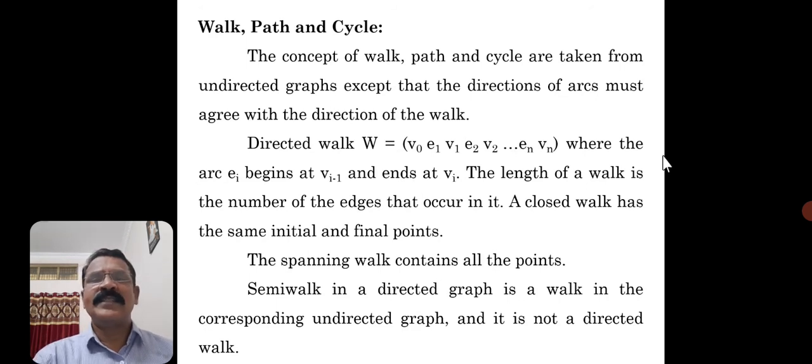Now we will see the concepts walk, path and cycle. Already we have studied walk, path, cycle. A walk is an alternating sequence of vertices and edges. Here also in the same fashion we define walk, path and cycle. That's why the graph theory which we have studied up to 3 units is very essential. Without that knowledge we cannot understand even digraphs. But the ideas of digraphs are a little bit different.